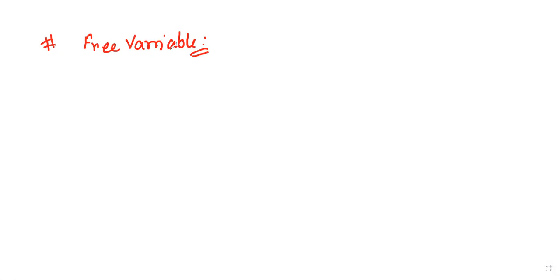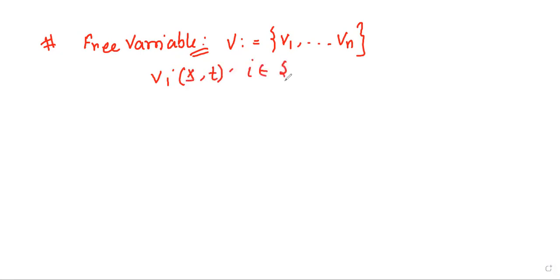Suppose you were working with a material: stress, strain, elastic strain. These are free variables. The total strain that you can actually measure and see is also a free variable. We're going to denote our free variable by V. It is a set of all free variables, V1 dot dot dot Vn. So our free variable is Vi, which is a function of position and time, where i runs from 1 to n.